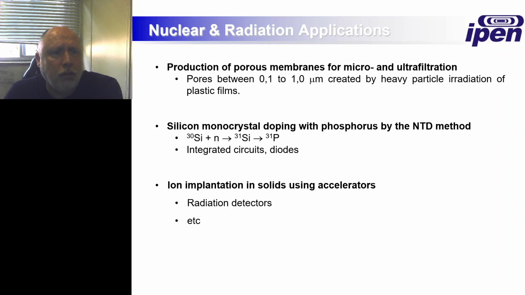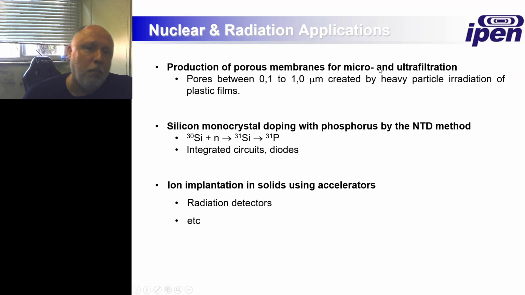There are other things like, for instance, we can use heavy particle irradiation of plastic films. You will produce small pores in that membrane, right? If it's very thin, the radiation will essentially leave a very, very small hole there, and depending on the radiation, the particle and the energy, you can tune the width of this very precisely. So you can do micro and ultrafiltration with pores from 100 nanometers to 1 micrometer using this.